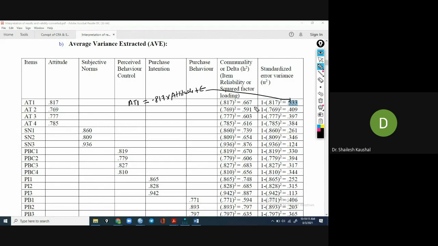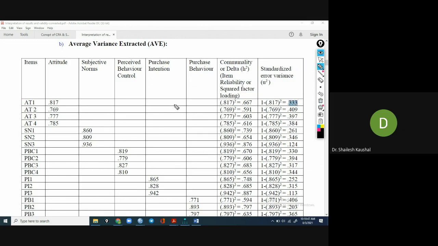So how will we calculate this error term? We square this factor loading. When we square 0.817, we obtain 0.667, and then 1 minus 0.667 is our error term. Error term should be less than 50%.